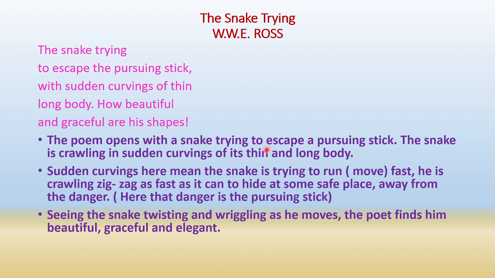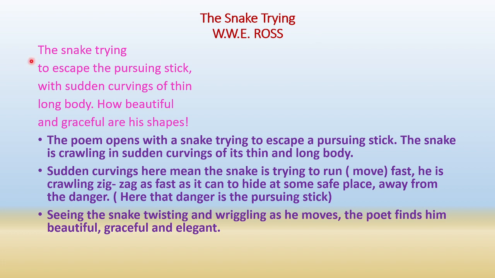So The Snake Drawing by W.W.E. Ross. Now from the title, The Snake Drawing, it seems that the snake is trying to do something. So what is the snake trying to do? Is the snake trying to escape? Is the snake trying to catch its prey? Is the snake trying to bite someone? So from the title, the reader becomes curious to know what the snake is trying to do. That is the purpose of the title, to make the reader curious and interested.